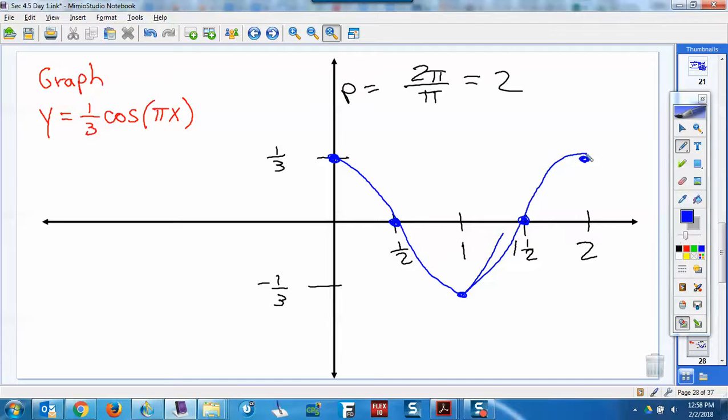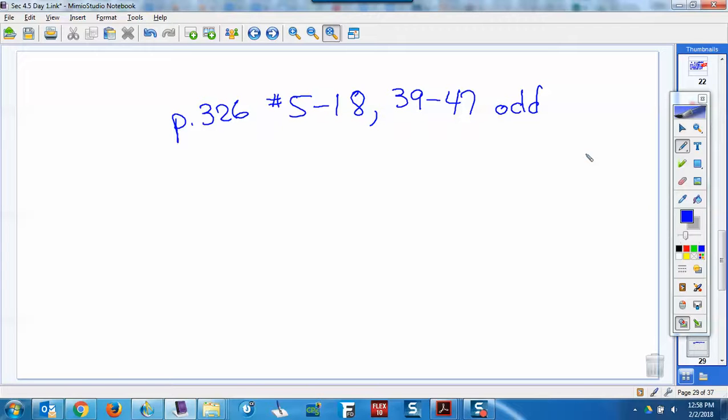Okay? All right. So, homework. Page 326. Okay, so 5 through 18 is just amplitude and period. Write down the amplitude and period. Right, so you do the 2 pi divided by b, amplitude. And then the 39 through 47 odd is the graphs like we just did.